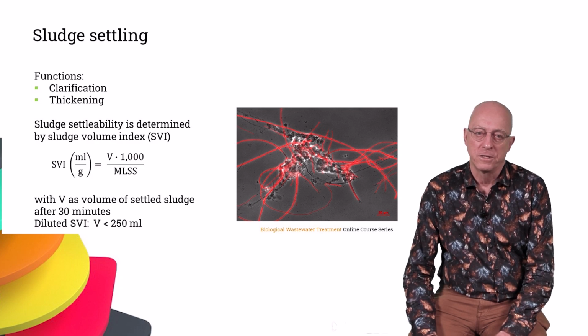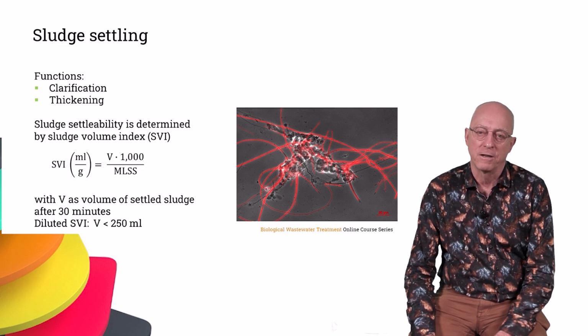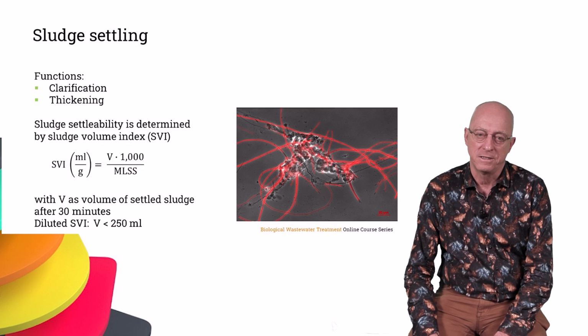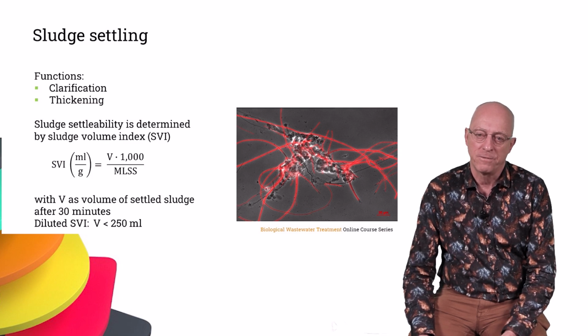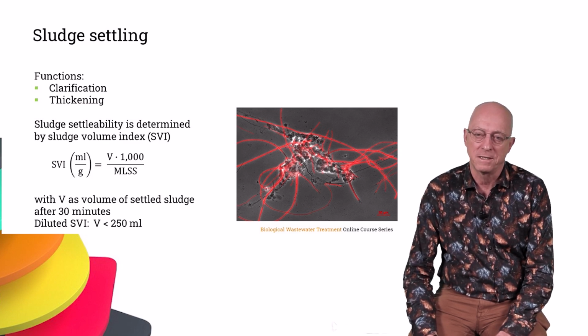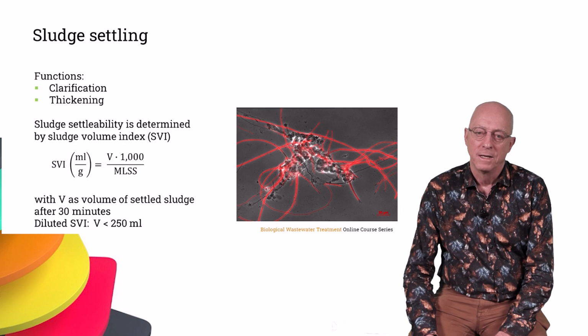Now, the functions of sludge settling are clarification and thickening. The first part is just the settling of the sludge. The second part is the thickening of the sludge. Both are affected because you can imagine that if you have a flock, this filamentous organism is also on the right hand side picture.